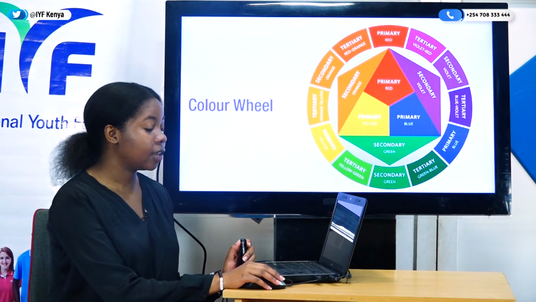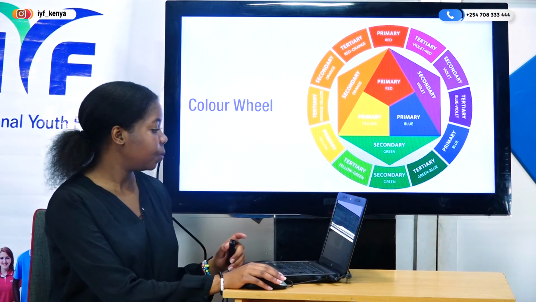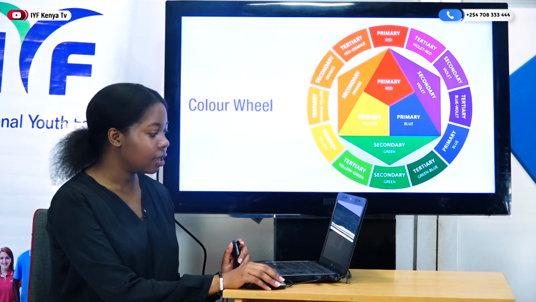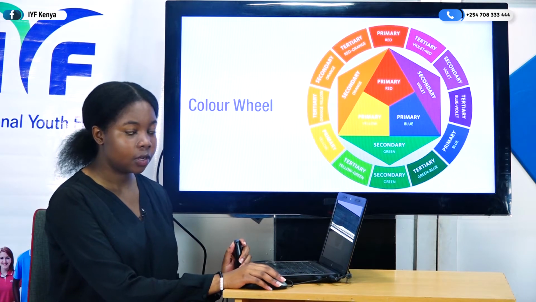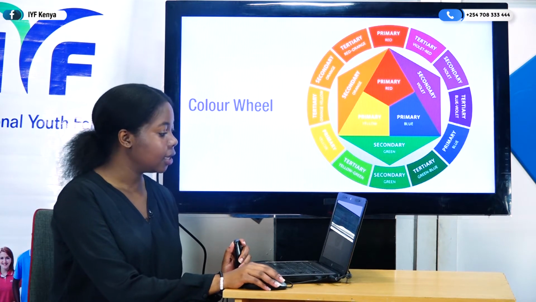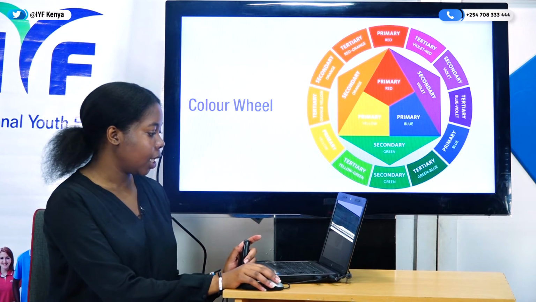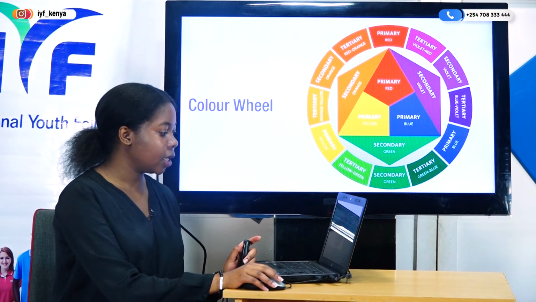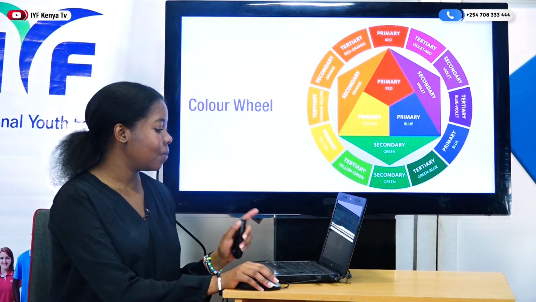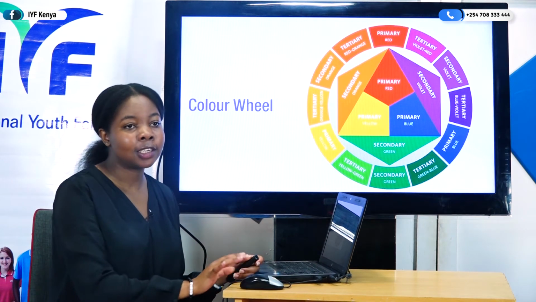Then we have the tertiary colors, which are a combination of the primary and the secondary colors. So if I mix primary red and secondary orange, I get red-orange, okay? And if I mix red and secondary violet, I get violet-red. If I mix the blues, okay, we have the secondary violet color and we have the primary blue color, I get a tertiary blue-violet. So that's basically how it works.